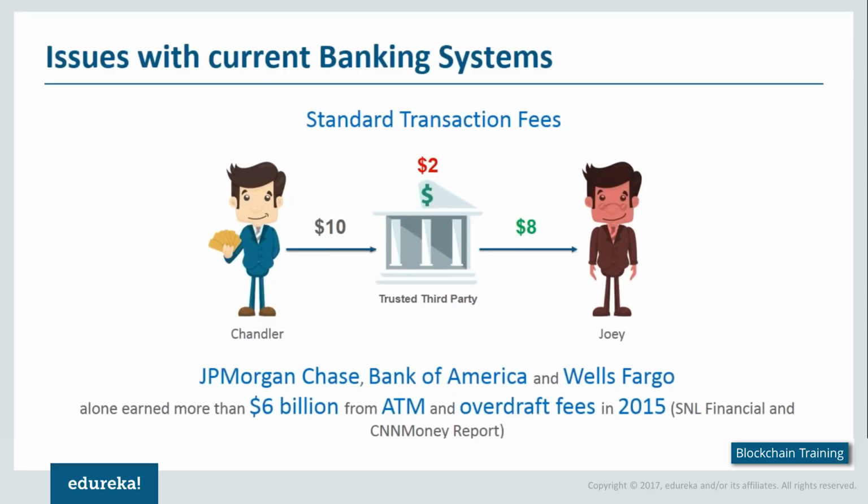According to CNN Money's report, in the year 2015, JP Morgan Chase, Bank of America and Wells Fargo earned $6 billion from just ATM and overdraft fees. Apart from this, the overall transaction fees collected in 2015 is estimated to be close to $42.5 billion. Now, that's a huge amount when you look at it. $42.5 billion from only the United States in 1 year. Now again, this is from different kinds of transaction fees, and these third parties as well as financial organizations make their revenue just like this.